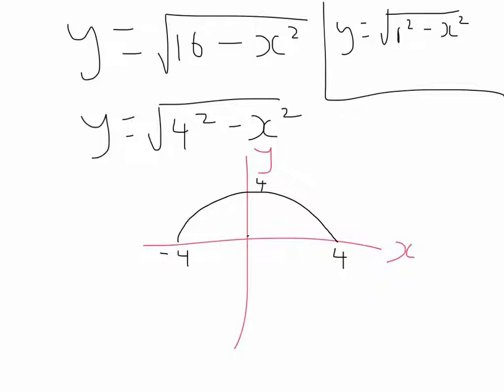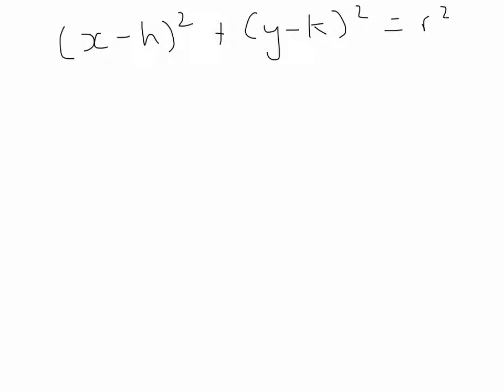So far we've looked at circles where the center of the circle is at 0, 0. Now let's look at the equations of a circle where the center of the circle is not at 0, 0. Our basic equation is given by (x minus h) squared plus (y minus k) squared equals r squared.